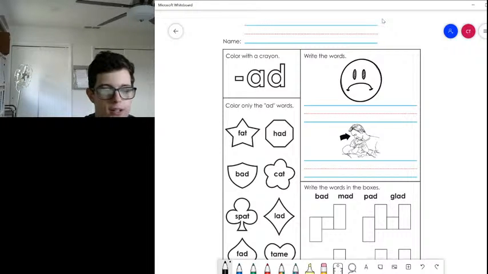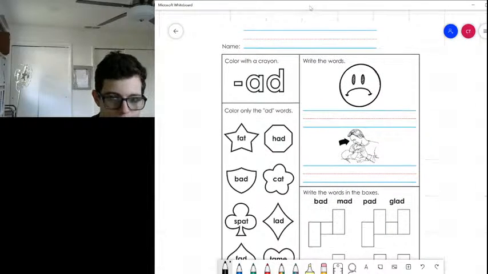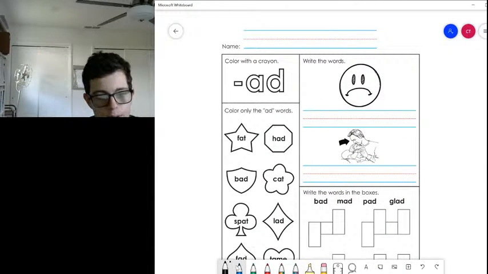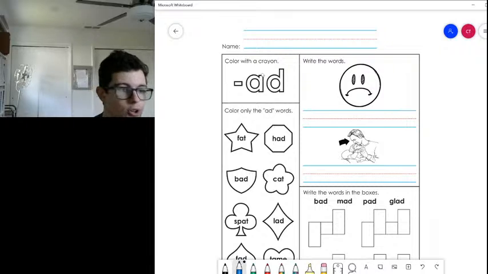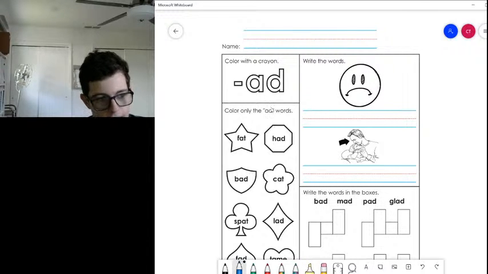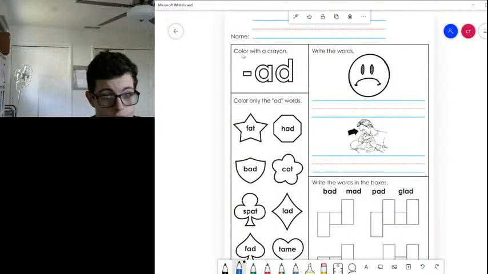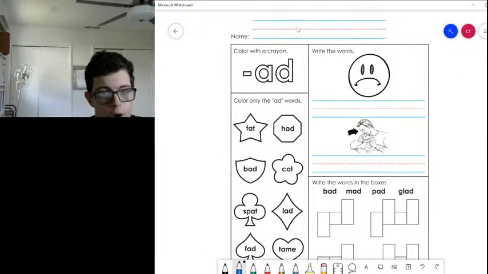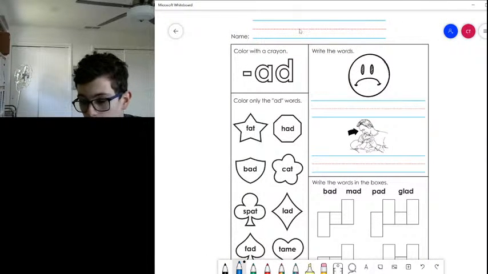Jumping right into it, something that's really important that you always have to do is put your name on your worksheet. If you don't put your name on your worksheet, then something's definitely going to go wrong, and your teacher's not going to know whose worksheet it is, and you're not going to get credit for your work. So always make sure that you put your name on your worksheet. We're going to do that right now.